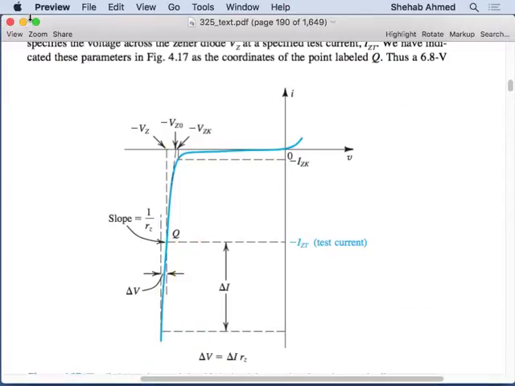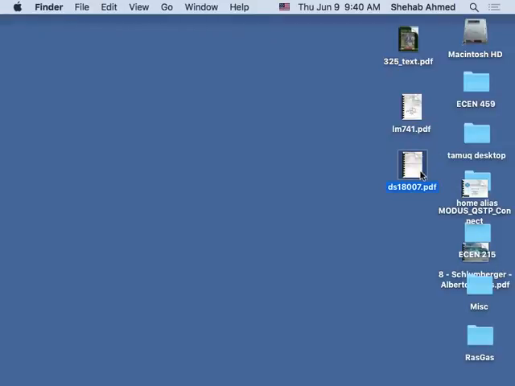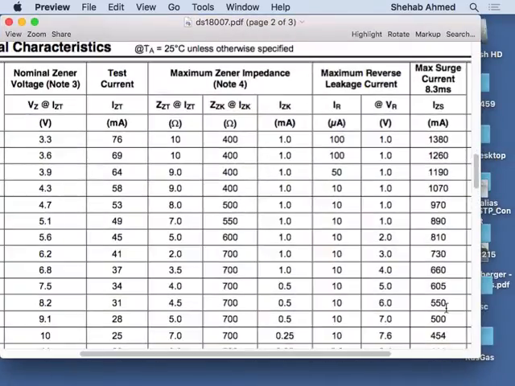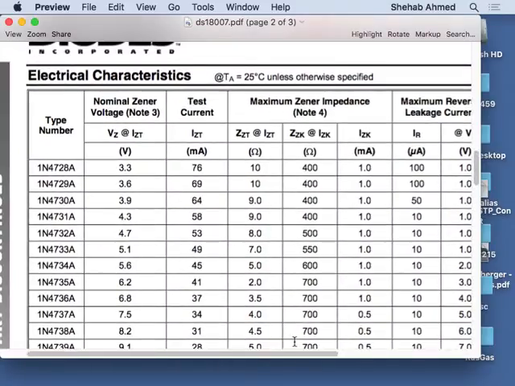You will be given this on the datasheet. This is the datasheet that you have. These are typical Zener diodes. They will give you VZ at IZT, so the Zener voltage at the test current. They will also give you the magnitude of the test current, and they will give you also some impedance.